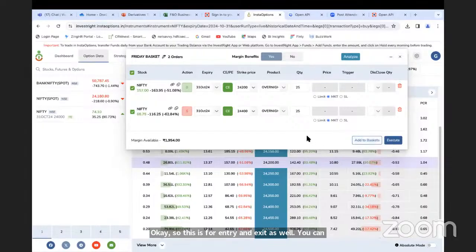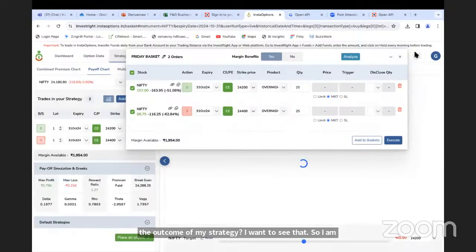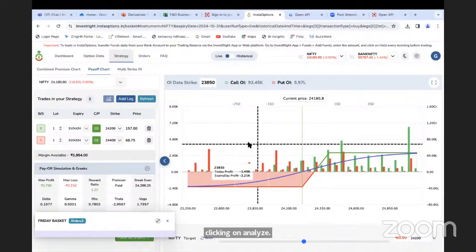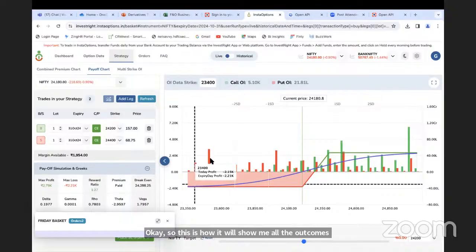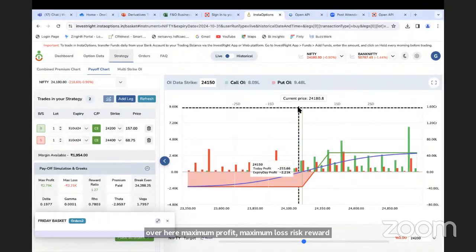Okay, now let's say that I do not want to execute this directly. I want to analyze this position. What can be the outcome of my strategy? I want to see that. So I am clicking on analyze. Okay, so this is how it will show me all the outcomes over here: maximum profit, maximum loss, risk reward, break even point. This is the payoff graph. Okay, you can maximize this as well.